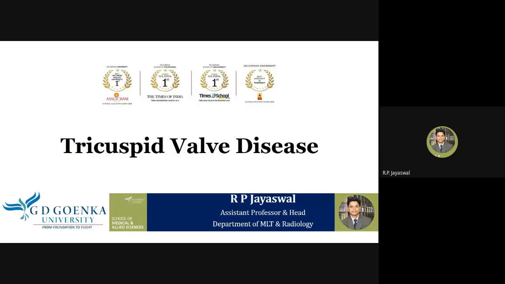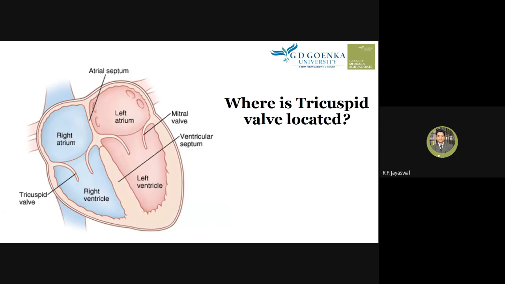Okay, so today we are going to study tricuspid valve disease, and here we'll learn about the various tricuspid valve diseases. So let us first know what the tricuspid valve is. Where is the tricuspid valve located? In this image of the heart chambers, this is the right atrium, this is the right ventricle, this is the left atrium, and this is the left ventricle. There are four chambers present in the heart.